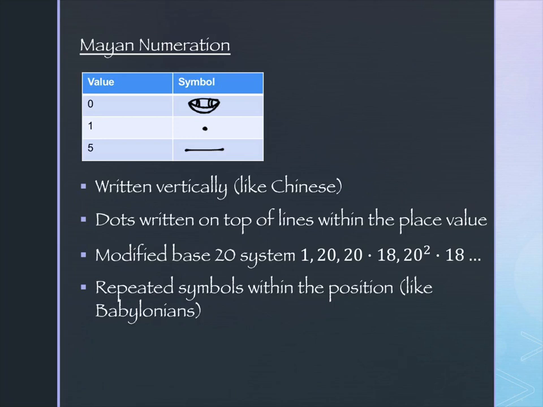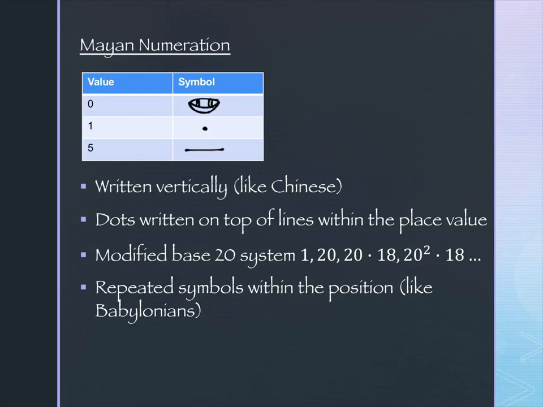So this society wrote their numerals vertically like the Chinese did. We did that back in 4.1. Okay? Smallest on bottom, largest on top, so that part is the same, right? It has the same sort of verticalness to it that we were talking about. Smallest on bottom, biggest on top is theirs anyways for the Mayans. They have a modified base 20 system.